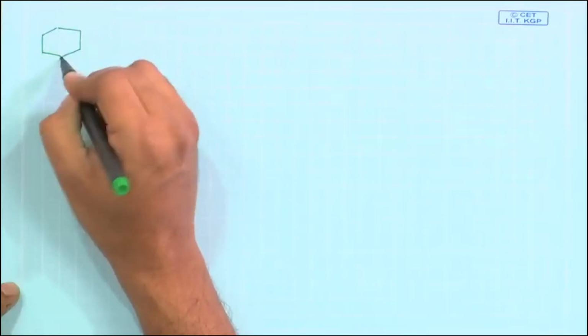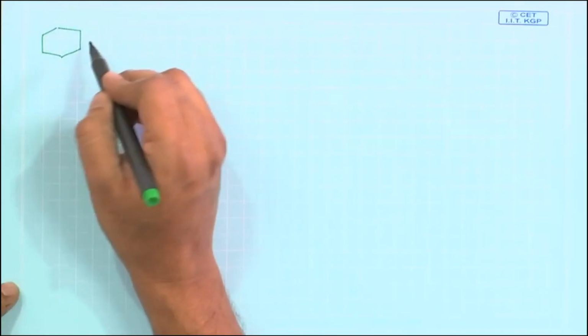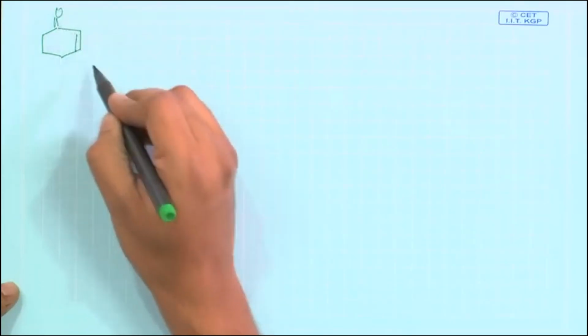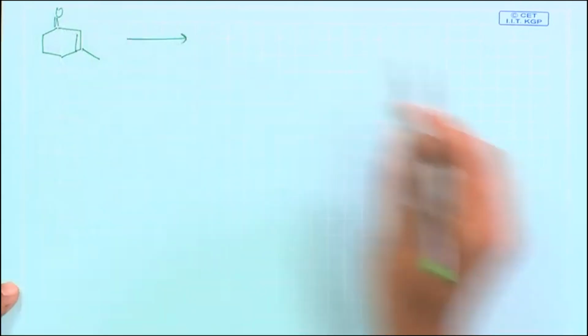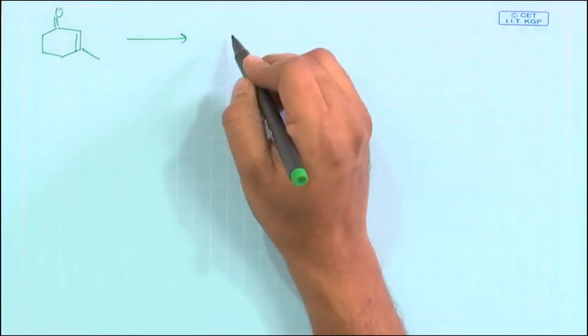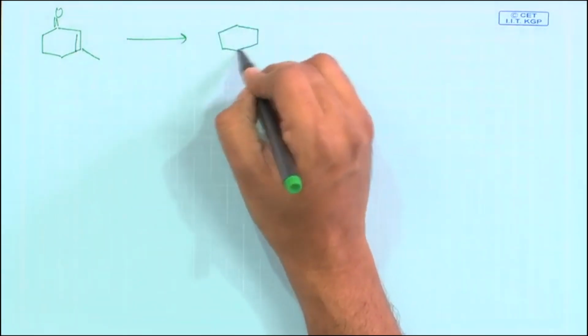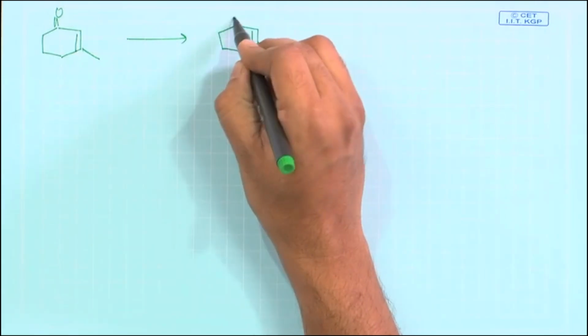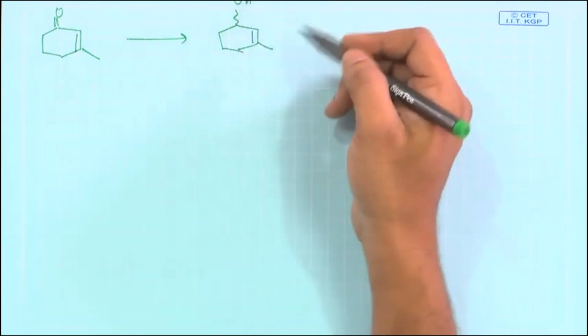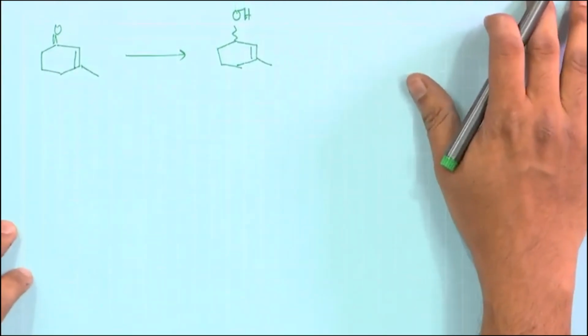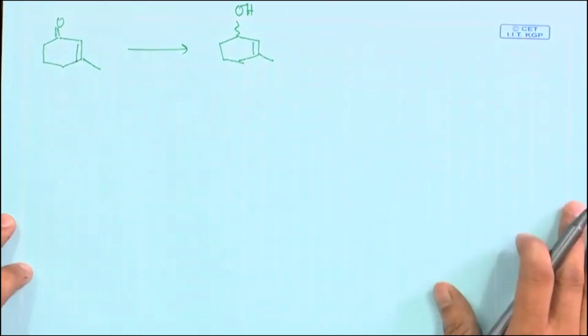So, what are those? Let us first start with the starting material. The starting material which was given to you is basically 3-methylcyclohexenone. Now, if you want to do a reduction, a conversion something like this, which is required for your next synthetic step, the Johnson-Claisen rearrangement.